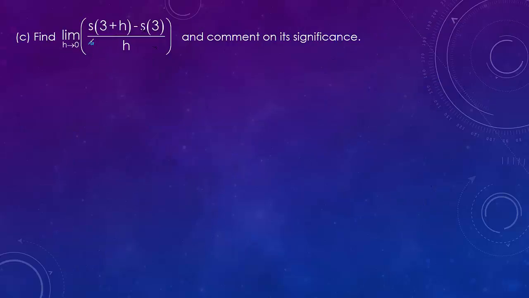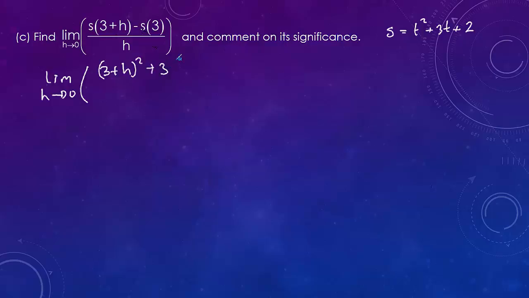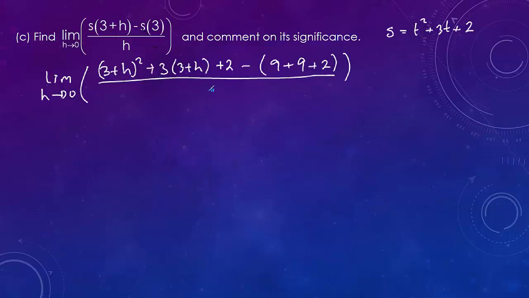Find the limit as h tends to 0 of s of 3 plus h minus s of 3 divided by h and comment on the significance. And remember here that s was t squared plus 3t plus 2. So we have the limit as h tends to 0 of 3 plus h all squared plus 3 lots of 3 plus h plus 2, take away s of 3, which is going to be 9 plus 9 plus 2, all divided by h.